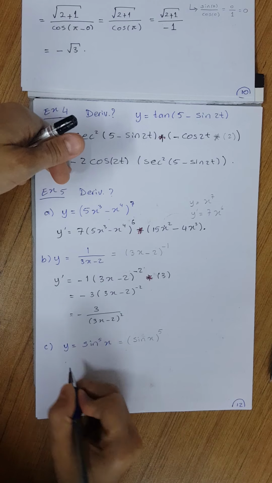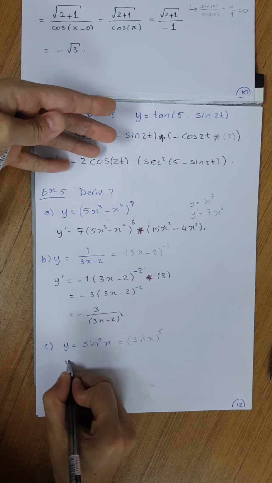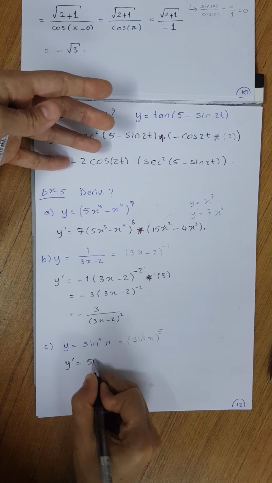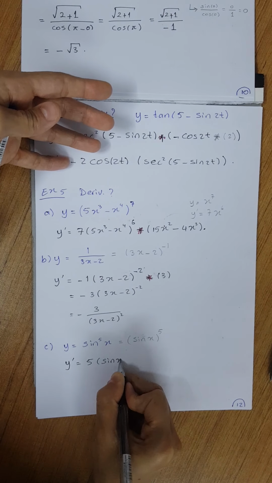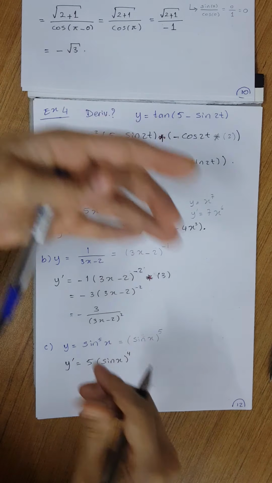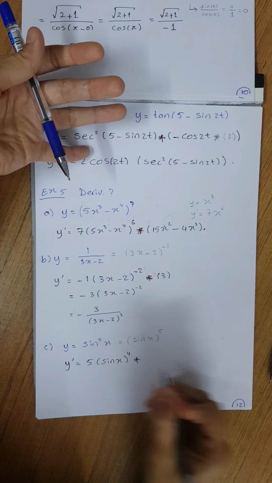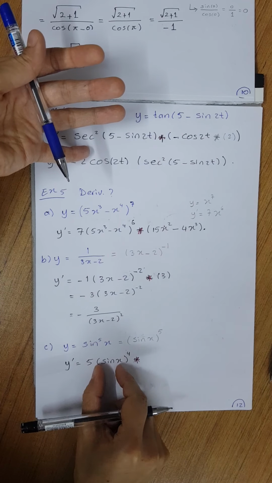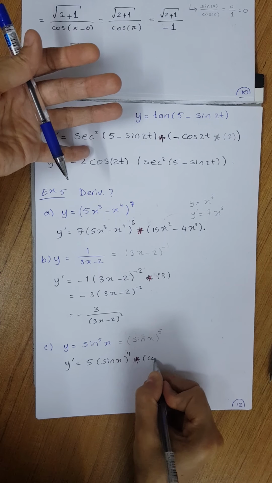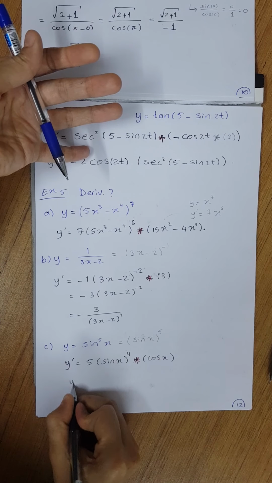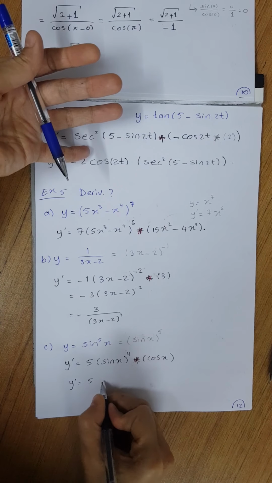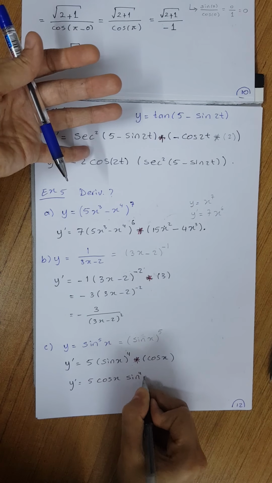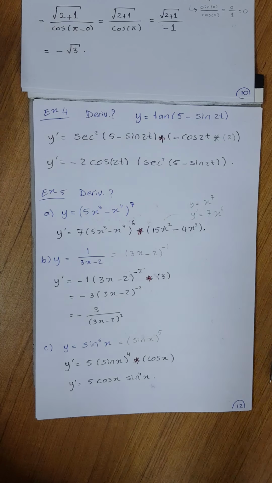How do you find the derivative of this one? Y prime is equal to what? It's like x to the power of 5, so that will be 5 sine of x to the power of 4. The power is decreased by 1, and then multiply it with the derivative of inside the bracket. What is the derivative of sine? It is cosine of x. So y prime is equal to what? Rearranging and simplifying it, 5 cosine of x sine to the power of 4 of x.